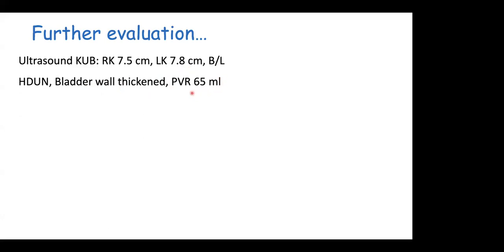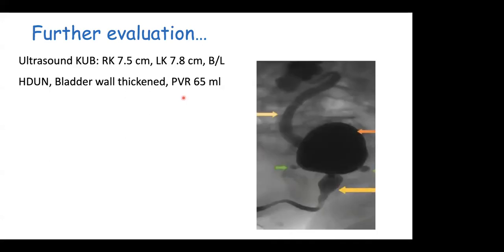A post-void residue, this means you have evaluated the full bladder, you make the child go and pee and come back, and then you take an ultrasound again and look for the bladder volume. Generally, you don't expect it to cross about 20 milliliters. So here, a PVR of 65 ml means there is significant post-void residue. So this is again worrisome. This is showing that probably you're looking at some obstruction. So when you get such a picture, the next important test you would do here is a micturating cystourethrogram.